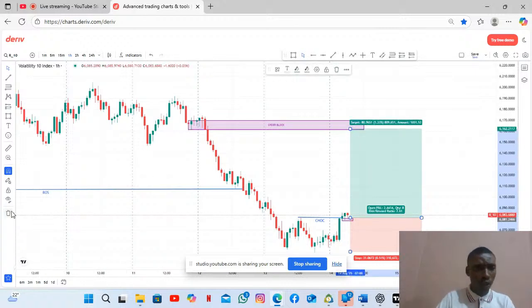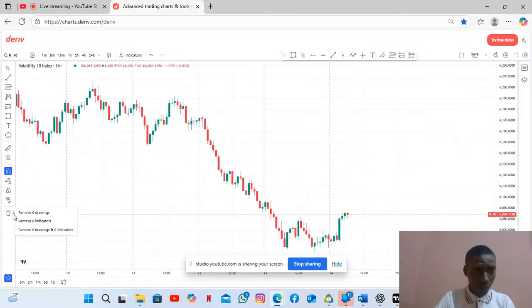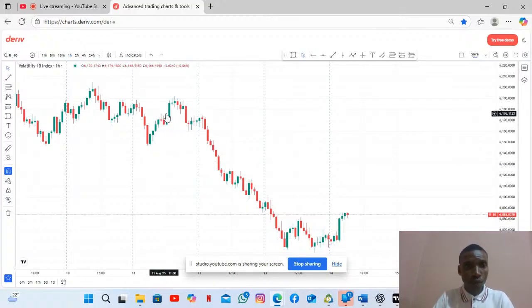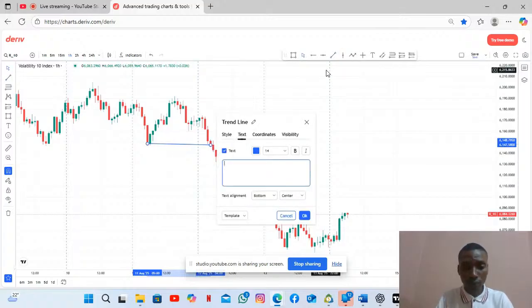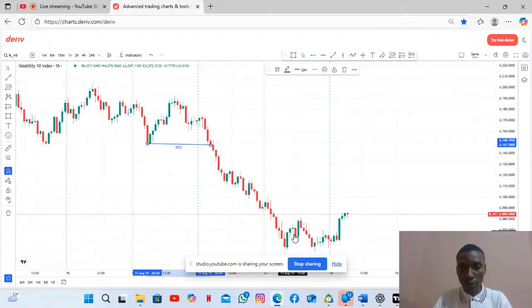Or maybe I should just do a quick recap of all these things since I'm sharing my screen. This is what we are saying here. This is how I monitor the trend. This is on volatility 10. This is a breakout structure. On volatility 10, that is a breakout structure.